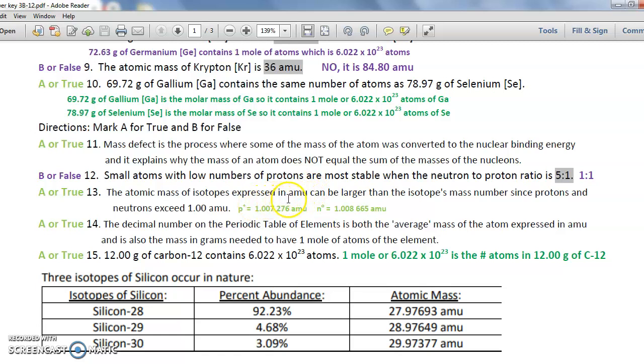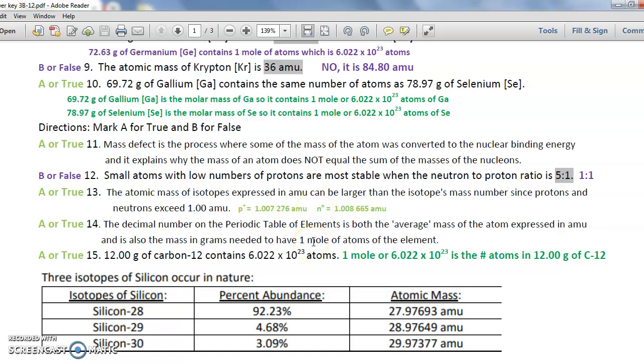Number 13, the atomic mass of isotopes expressed in AMUs can be larger than the mass number. Well, for some atoms, it can be larger, because once again, the mass of protons is a little more than 1 AMU. The mass of neutrons is more than 1 AMU. So if not as much of the mass was converted to the binding energy, the mass of many isotopes can be larger than the mass number. The mass number is the number of protons and neutrons, a whole number, but the protons' mass and neutrons' mass is greater than 1.